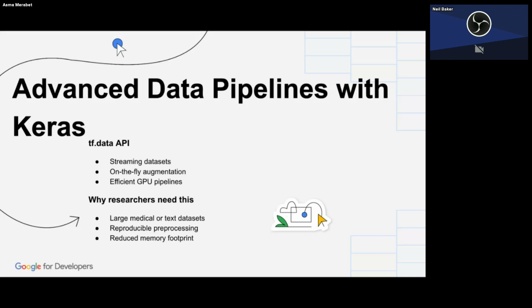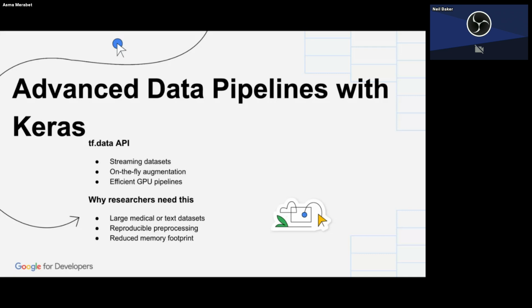The second thing is on-the-fly augmentation. Here we can apply data augmentations like rotations, crops, and color shifts during training without storing augmented copies on disk. For sure, this saves storage space and ensures we get slightly different augmentations for each epoch, which is better for generalization.